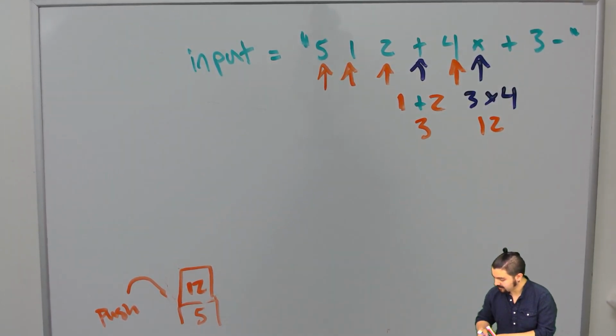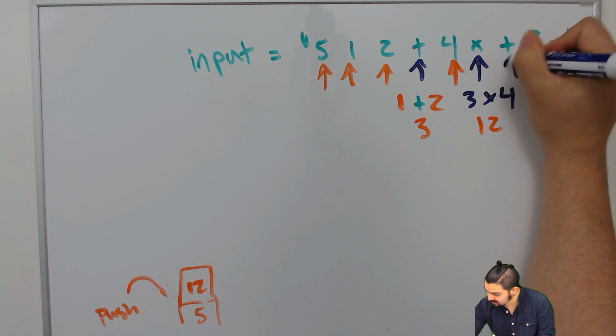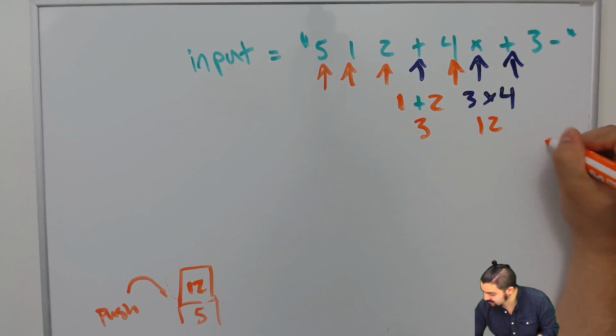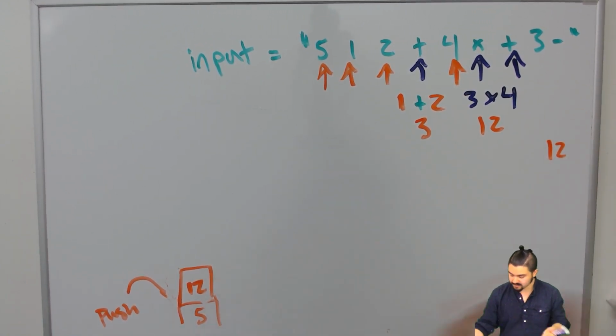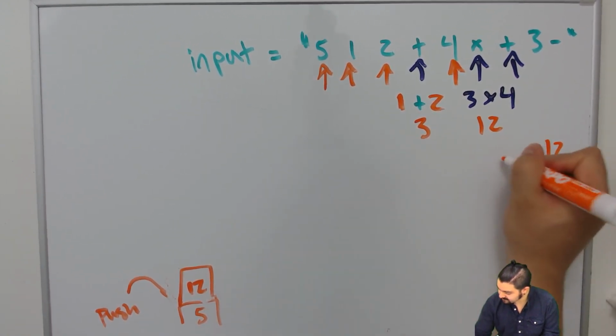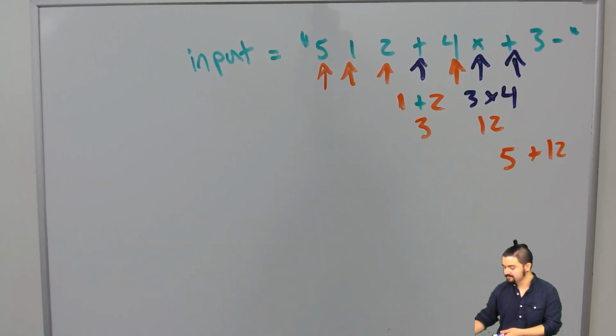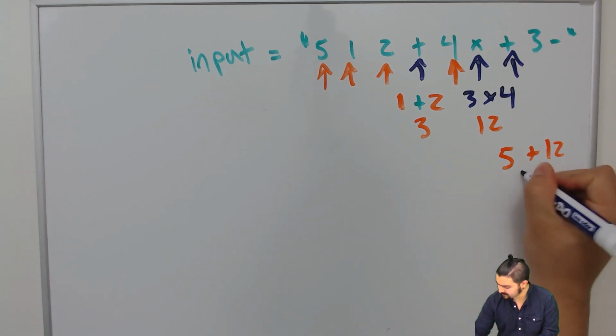And then we come across another operator, so we need to pop off 2 values. So we're going to pop off 12, that's going to be our right value, and we pop off 5, so that's our left value, and we add those together. So right now our stack is totally empty. 5 plus 12 is 17.